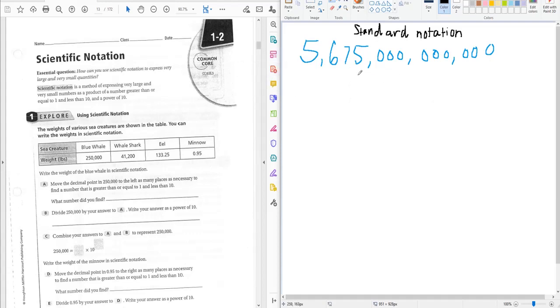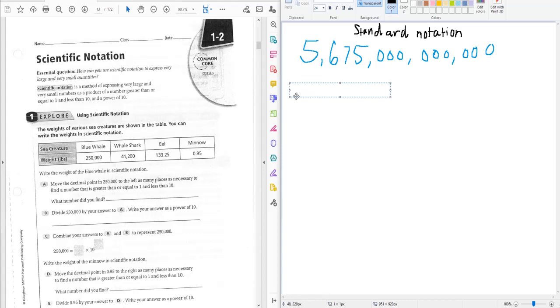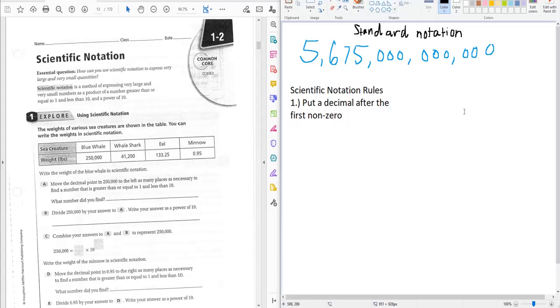And so now we have scientific notation. There are some rules to scientific notation. So let me write this: scientific notation rules. Okay. Number one, first, you put a decimal after the first non-zero. So what that means is here, the first non-zero is going to be, let me use red, 5, because you always want to read from the left, right? So 5 is my first non-zero, so the decimal goes here.